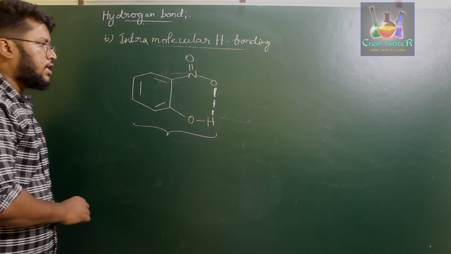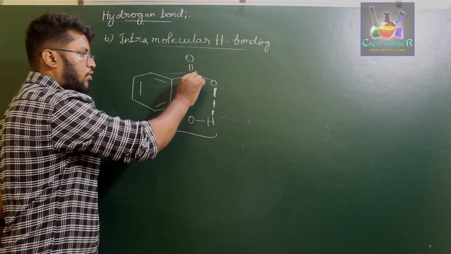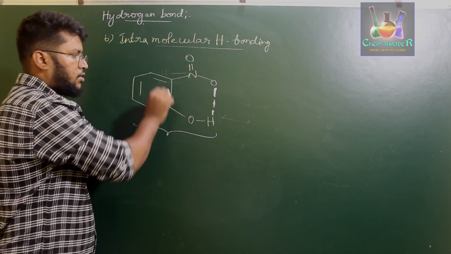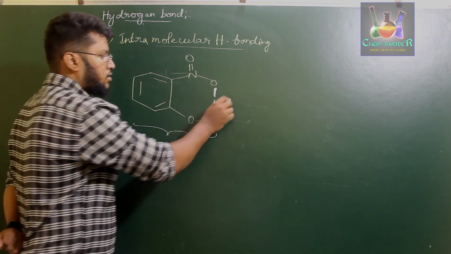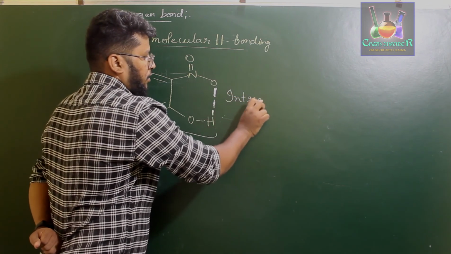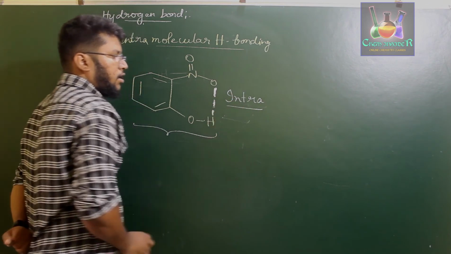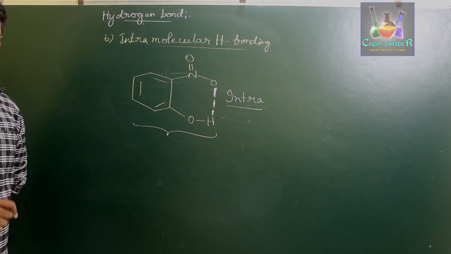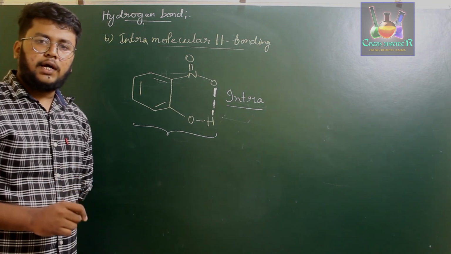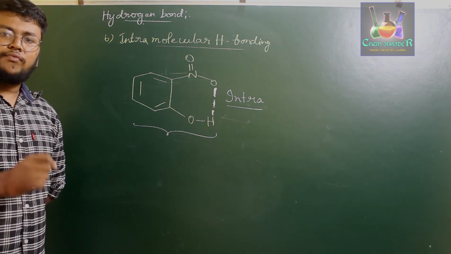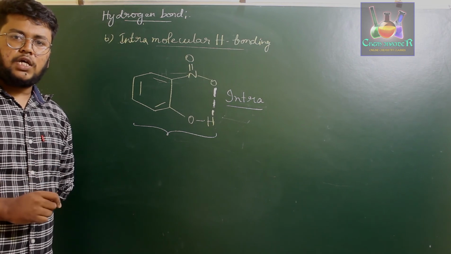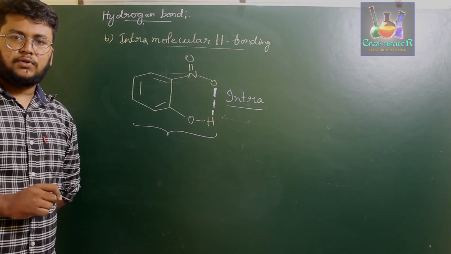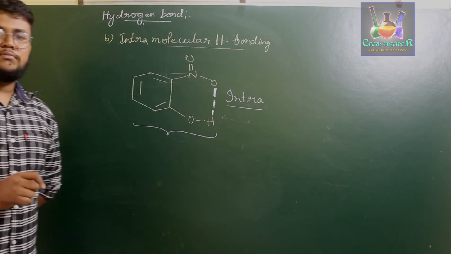So here hydrogen bonding arises between the oxygen of the nitro group and the hydrogen of the hydroxyl group attached to the same benzene ring. This type of bonding is called intramolecular hydrogen bonding. So if the hydrogen bonding arises between an electronegative atom and a hydrogen atom of the same molecule, then that type of hydrogen bonding is called intramolecular hydrogen bonding. Okay, so this is about the hydrogen bonding topic.